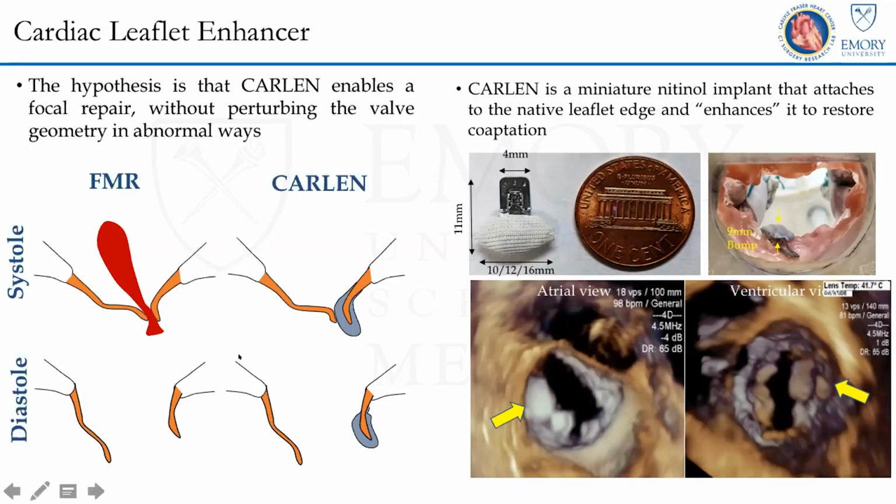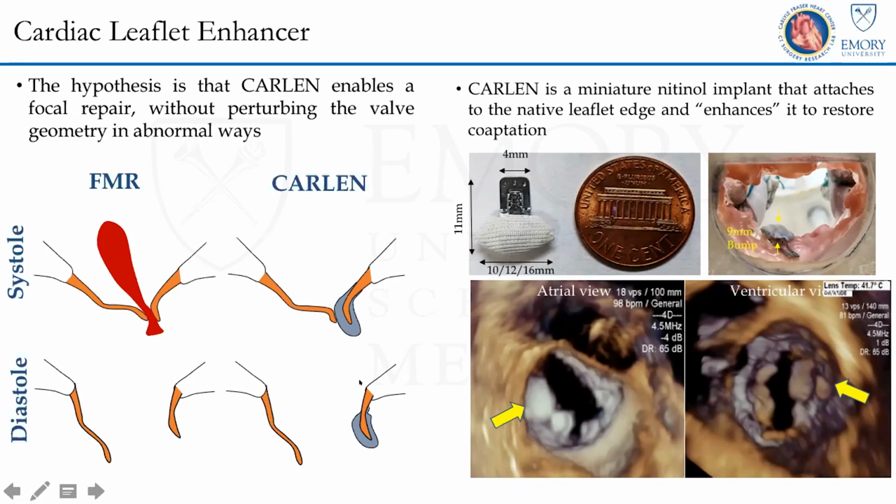So the basic premise is, on the left side, you're looking at a cartoon of a valve with regurgitation, and the cartoon on the right side shows an implant that is attached to the posterior leaflet, where it adds thickness to the leaflet such that there is a bump on the leaflet and a better coaptation shelf. And this coaptation shelf will move with the leaflet in diastole so that it does not cause any functional stenosis.